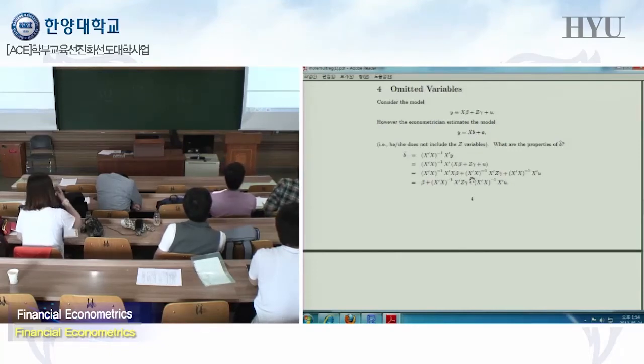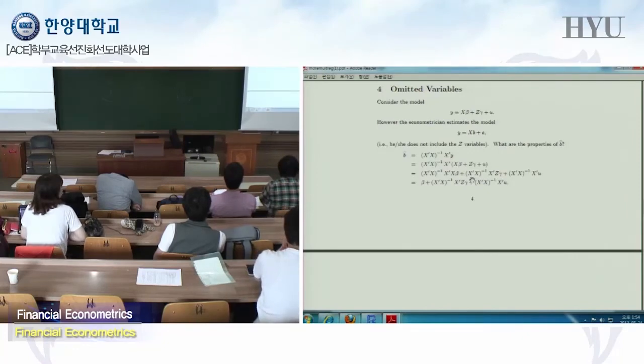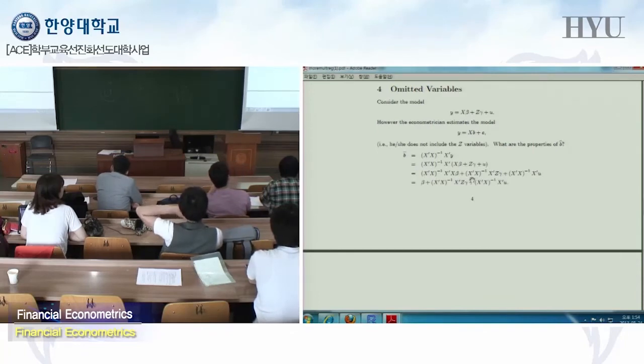But there is no guarantee. We cannot guarantee that z is orthogonal to x. But if z is orthogonal to x, and we regress y on the space spanned by x, then not only u disappears, but the z part, another important part, also does not matter when we project y on x. So we can still get the correct estimate for beta.